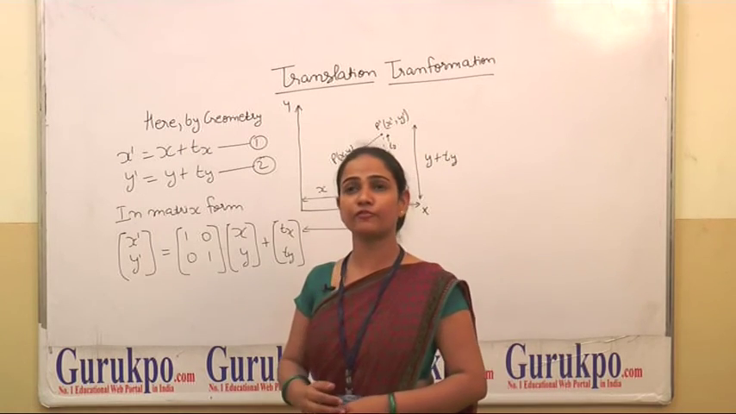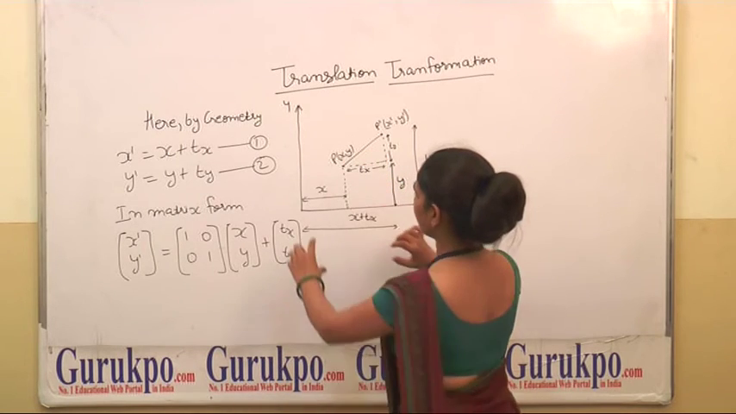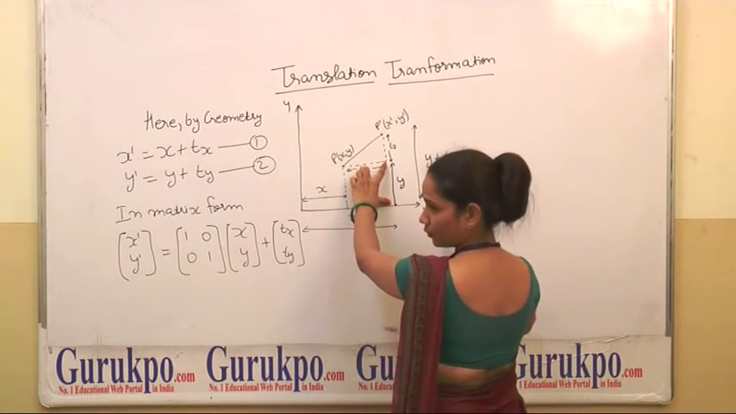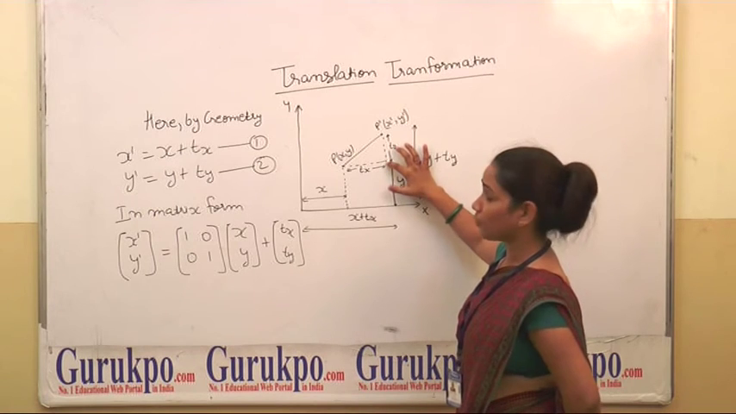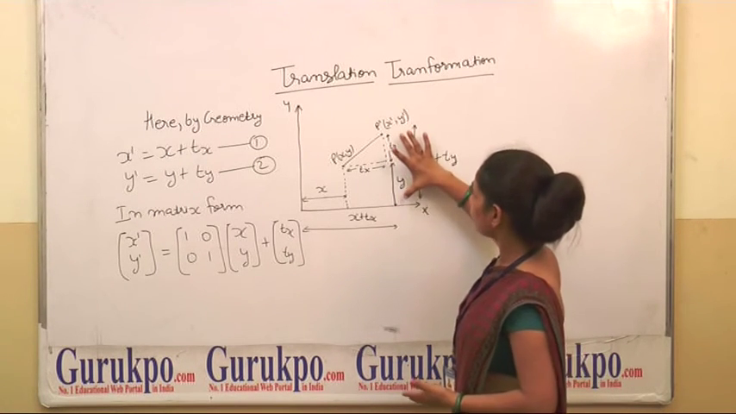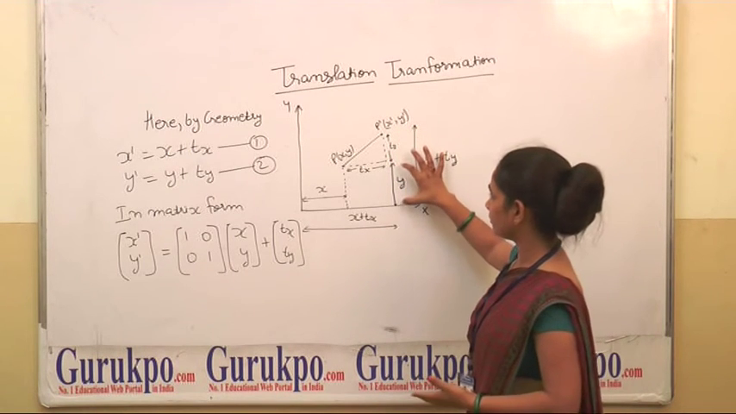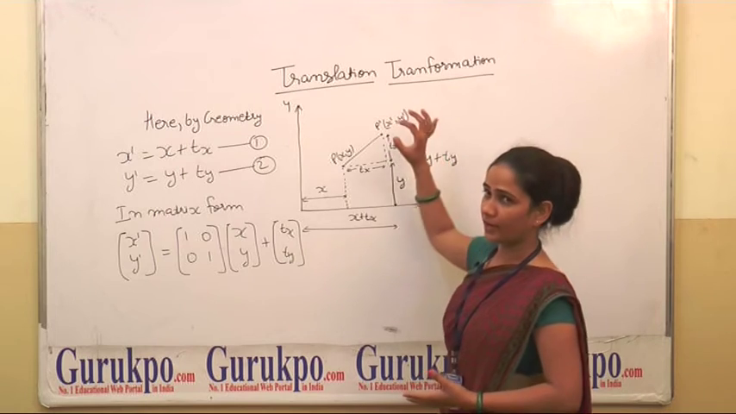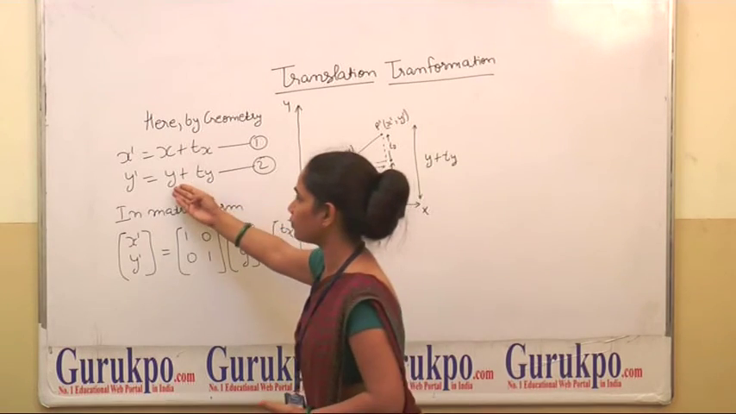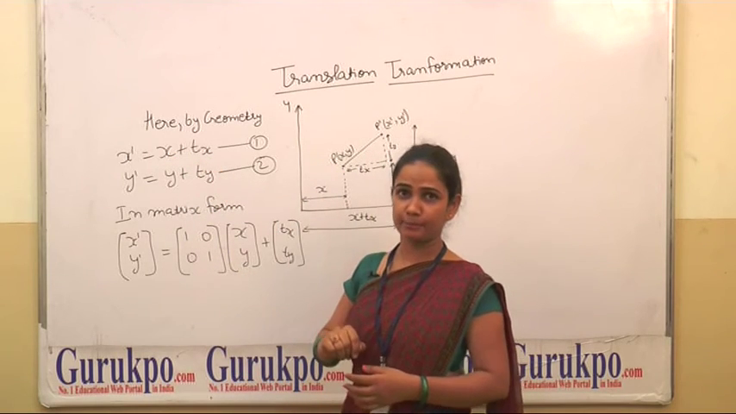Similarly, we can have it for y also. This is the distance of point P, that is y. Now the point is shifted in y direction by ty distance. So the total distance covered by point P dash will be y plus ty. So y dash will be equal to y plus ty and x dash will be equal to x plus tx.